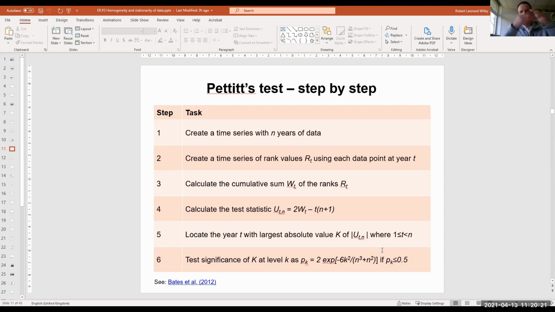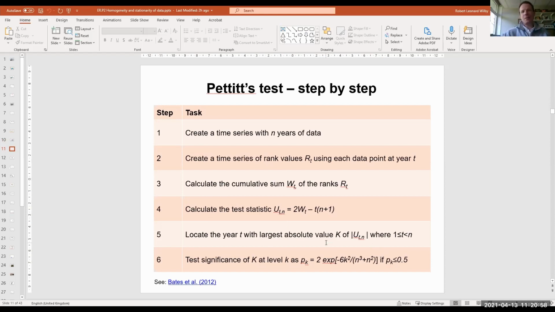So you start with your time series of data, which might have n years of information, let's say n years of rainfall values. Then you assign a rank to each of those years, and you cumulatively sum those ranks through the time series. In step 3, you calculate the departure of that cumulative rank from the expected accumulation of ranks, which you would expect to see just by chance, essentially.